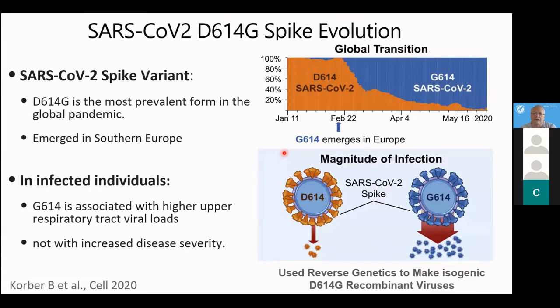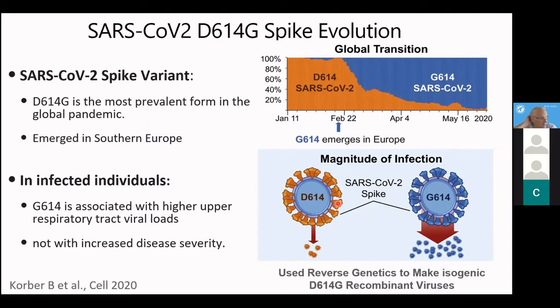And so the first variant that our group became interested in was described by Bette Korber in a Cell paper around 2020, which was the D614G variant. It was noted that prior to early to mid February, this variant was very rare in populations, and then emerged somewhere, most likely in Southern Europe, although that's debatable. This G614 variant became the predominant strain worldwide, and this is a mutation in the spike glycoprotein. The early data suggested that it was associated with higher virus titers in the upper respiratory tract, but it was not associated with increased disease severity.